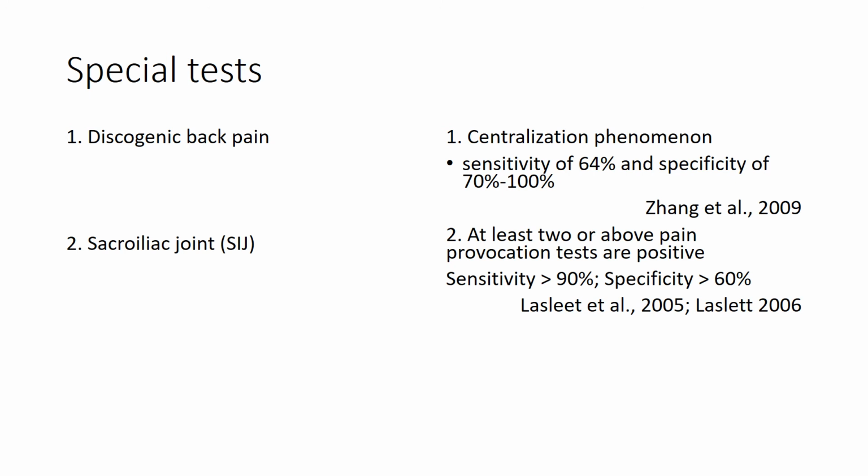It says that if they have discogenic back pain, we do some central maneuver, for example, extension exercise. The distal referral pain should shift towards the central. That means it decreases the area of the referral pain. Okay. And surprisingly, the research showed that this phenomenon scores not-bad sensitivity and specificity for diagnosis of discogenic back pain. And sacroiliac joint dysfunction is very well known already.